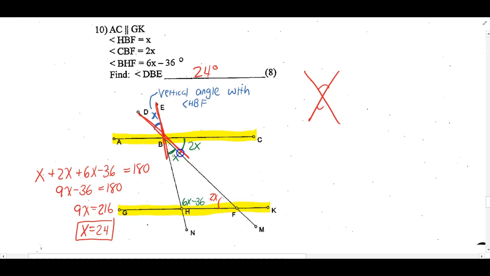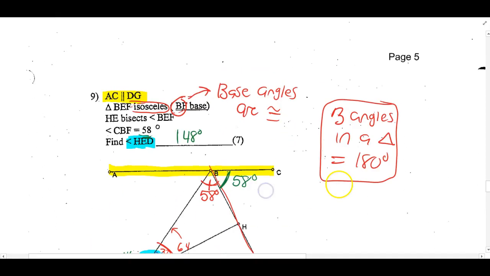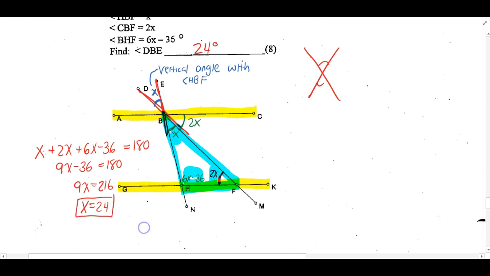Lastly, the 2x and this 2x end up being alternate interior angles, hence why I marked it that way. And just as I mentioned in the last question, three angles in a triangle equal 180 degrees, and so here's a triangle. I'll highlight it in blue here. That's our triangle. X, 2x, and the 6x minus 36 add up to 180. Solved, and I got 24, which just so happens to be what my angle is.